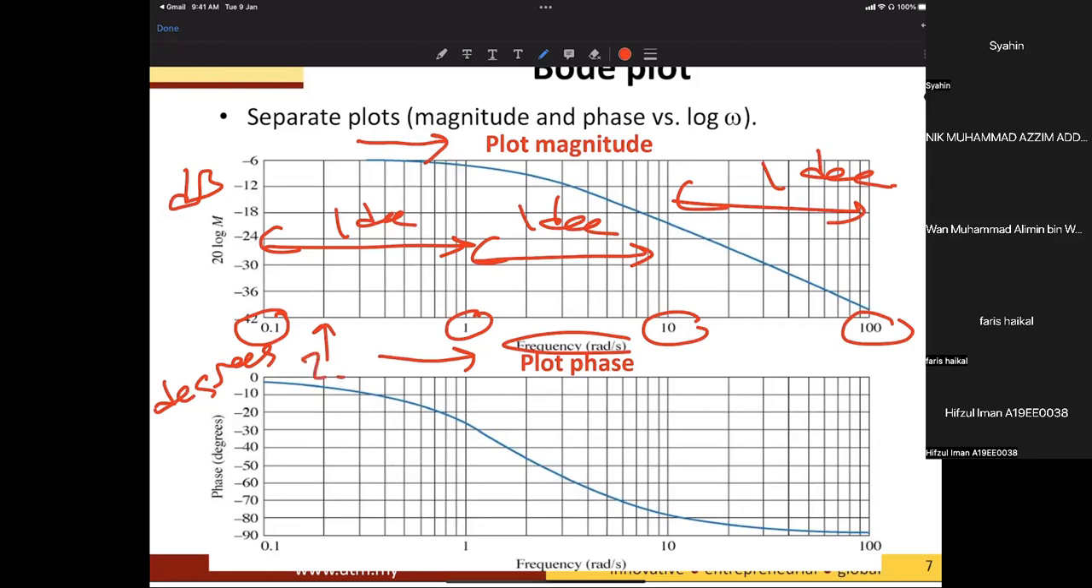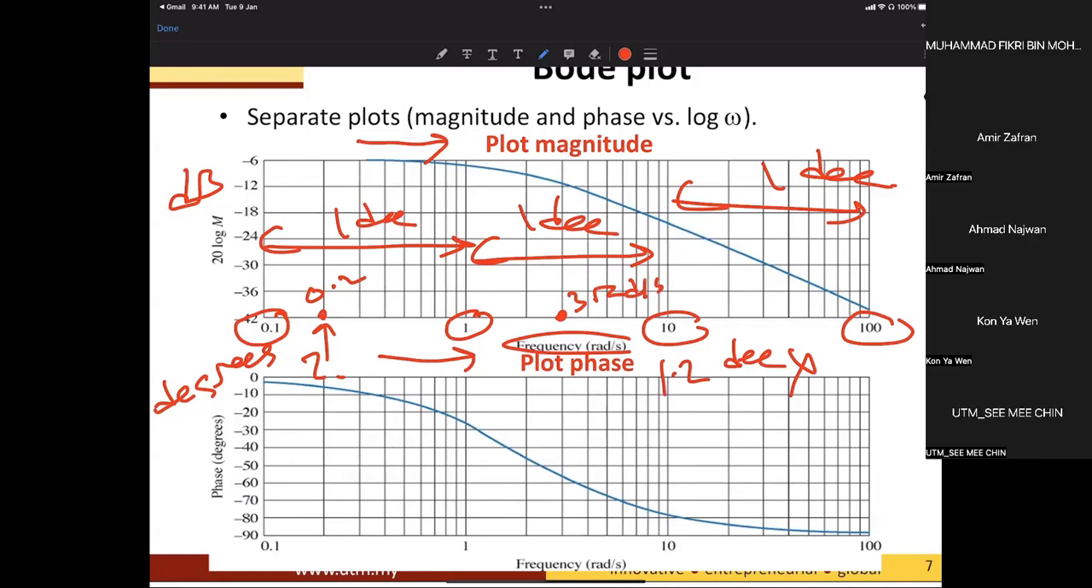What is the value over here? 0.2. Yeah, what is the value of the frequency here? 1.2 radian per second. Astaghfirullah Al-Azim. There is so much ketupat food.